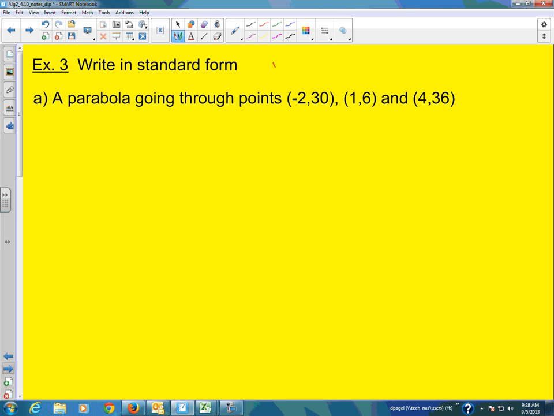Standard form, again, a review: ax squared plus bx plus c. Now, in the other equations, we were filling in all of the other variables except for y and x. I have to write my equation, that's what I want to do. So that means I have to find a, I have to find b, and I have to find c.